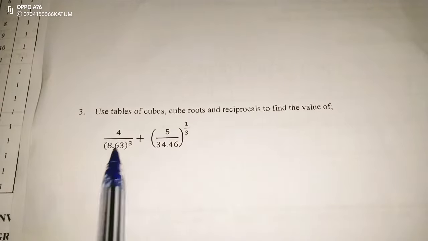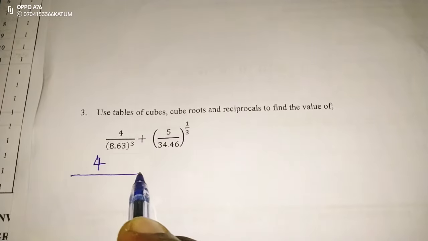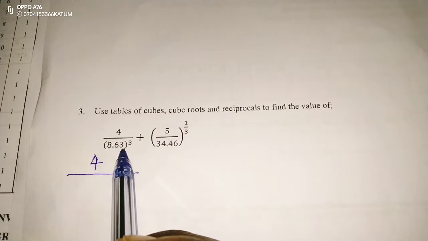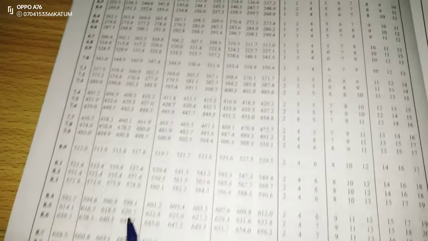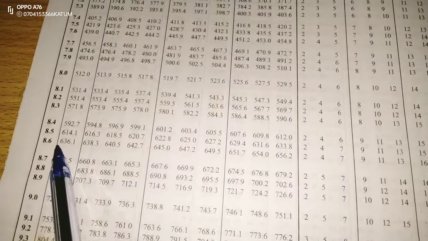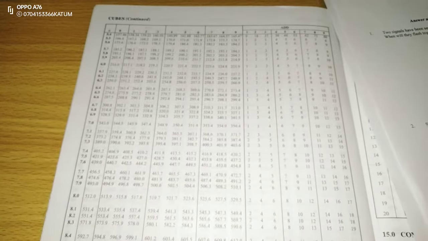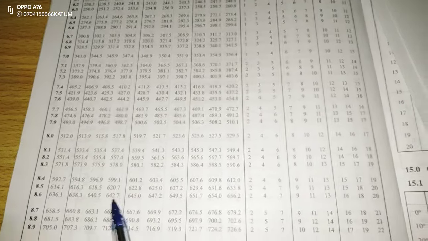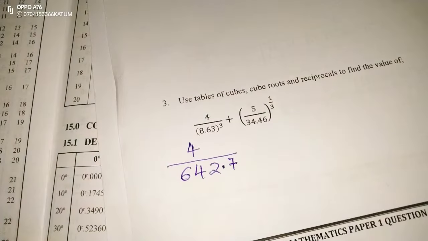So I will start with this side, whereby I'll begin by taking 4 divided by 8.63 cubed. I'll use the math tables. So the tables of cubes, I'll go to where we have 8.6. So 8.6 is here. Then the column with 3 on the addition side, which is here. So it will be 642.7. That is after cubing.